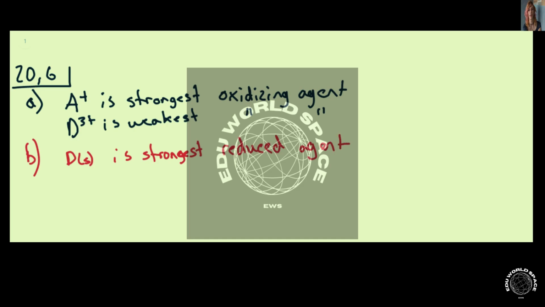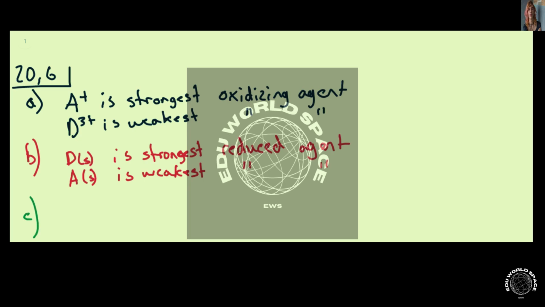Now for the weakest reducing agent, we have the same idea. We can see that the first reaction, A+ plus an electron, produces the neutral A, and that's a reaction that happens favorably, so the reverse should be very unfavorable. So the solid or neutral A will be the weakest reducing agent.